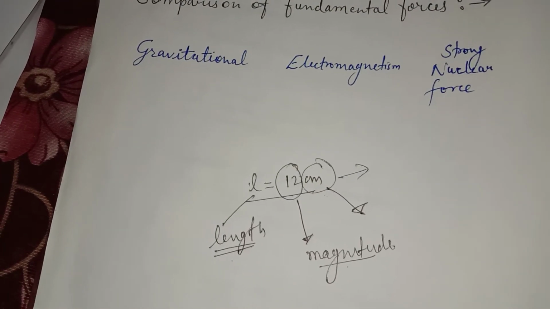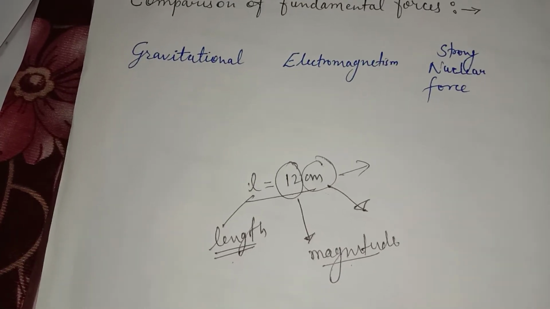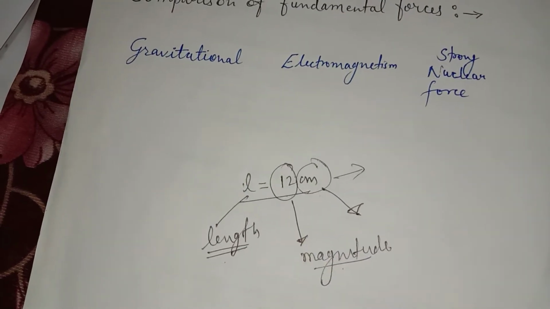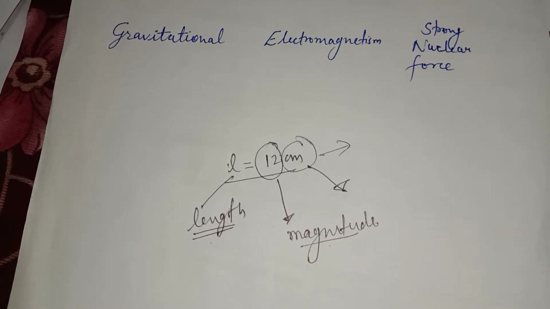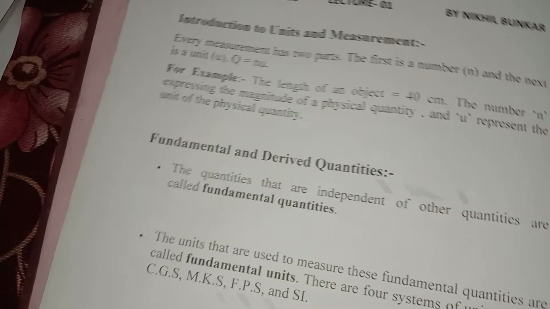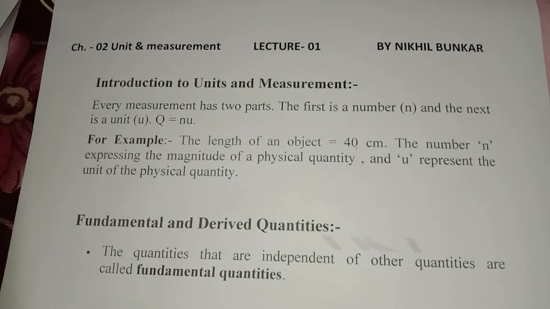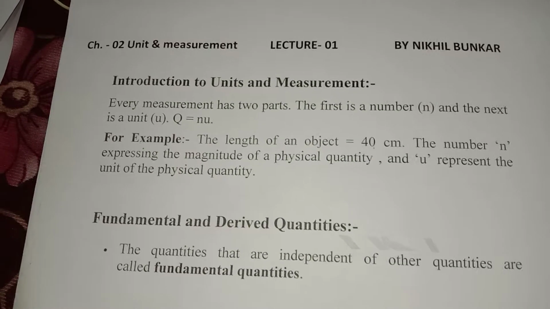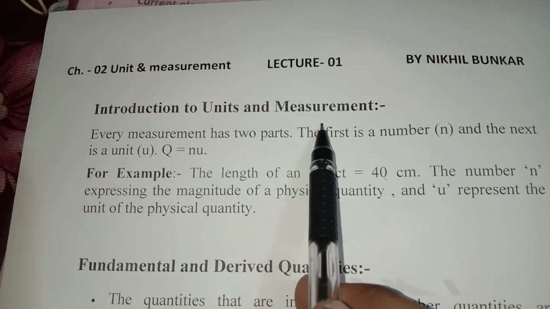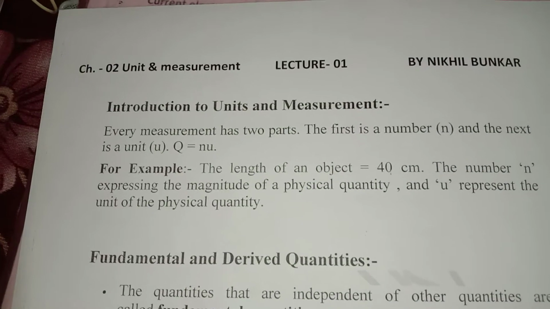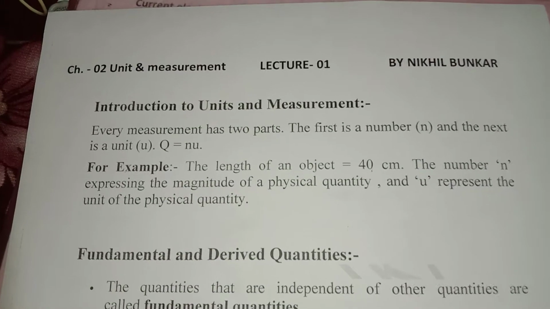So in today's lecture, we are going to discuss the importance of the physical quantity in terms of unit and magnitude, how a physical quantity can be represented, what the fundamental units and derived units of a physical quantity are, and how all these units originated. So we are going to start our chapter. Our topic is Introduction to Unit and Measurement. As our chapter name is Unit and Measurement, first of all we are going to discuss the introduction of the unit and measurement.